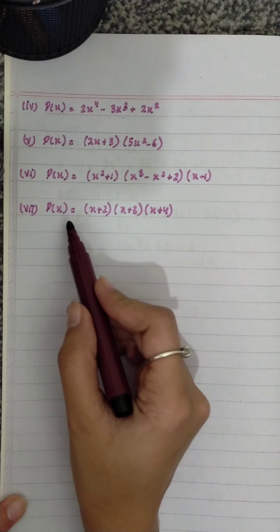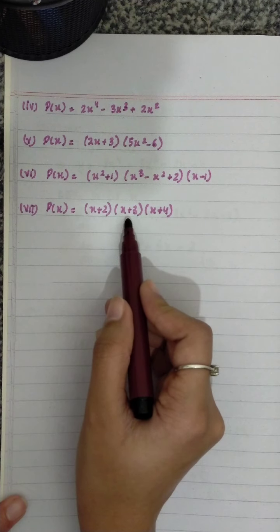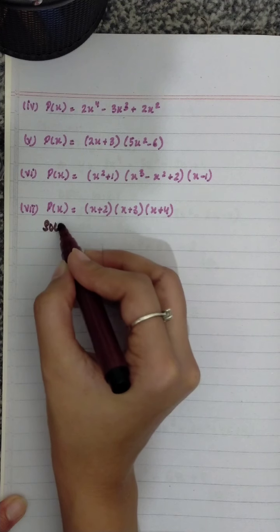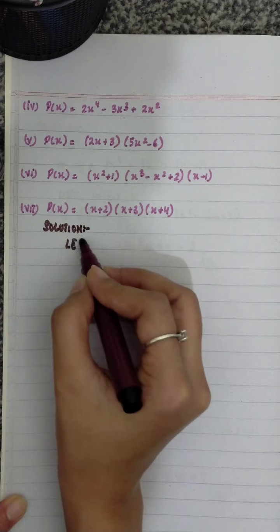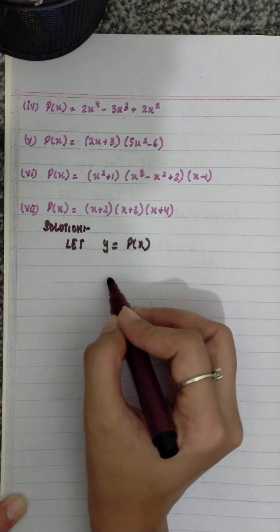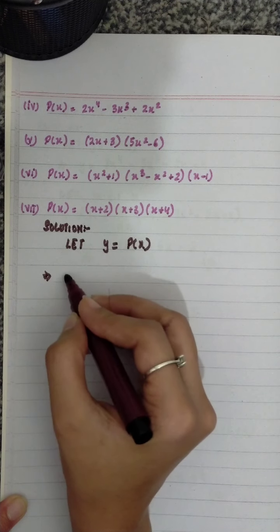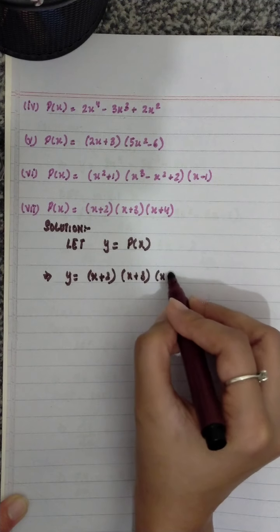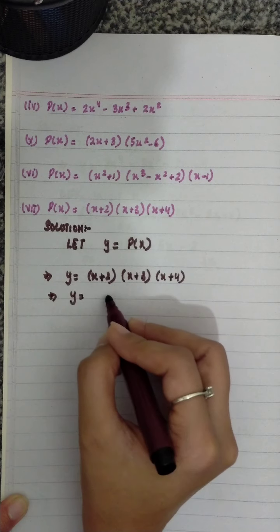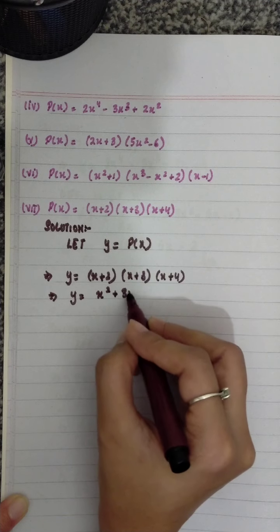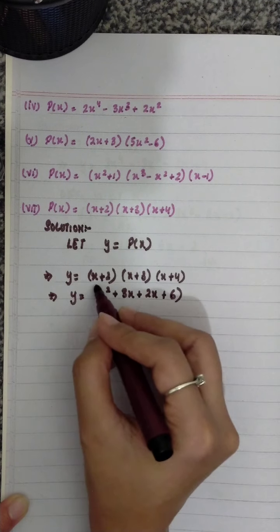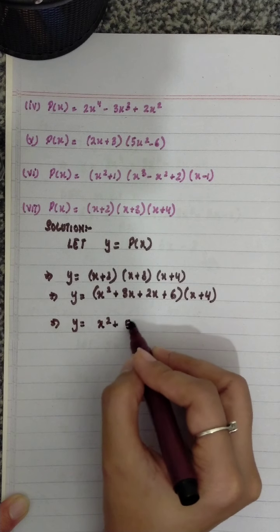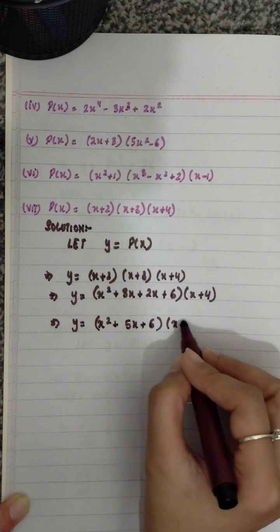Now part 7 is polynomial of x is equal to x plus 2 into x plus 3 into x plus 4. First we have to simplify. Let y be equal to polynomial of x. Y is equal to x plus 2 into x plus 3 into x plus 4. Multiplying, we get x square plus 3x plus 2x plus 6 into x plus 4. x square plus 5x plus 6 into x plus 4.